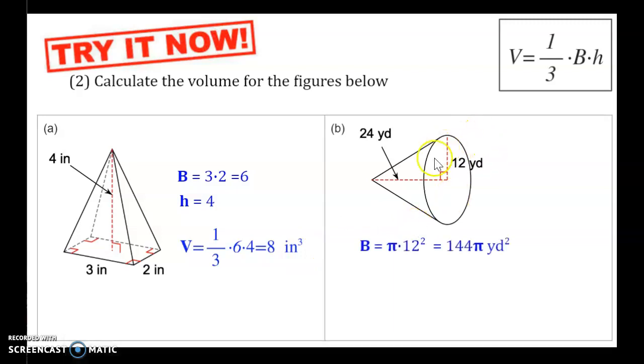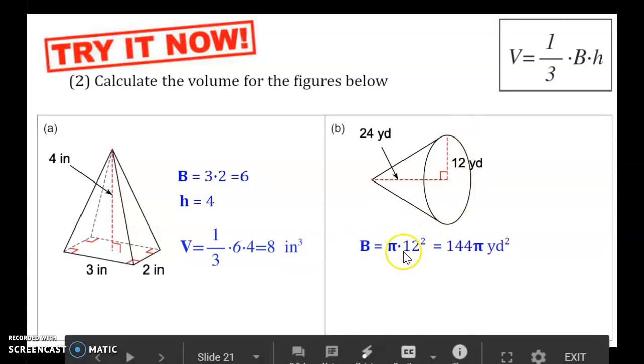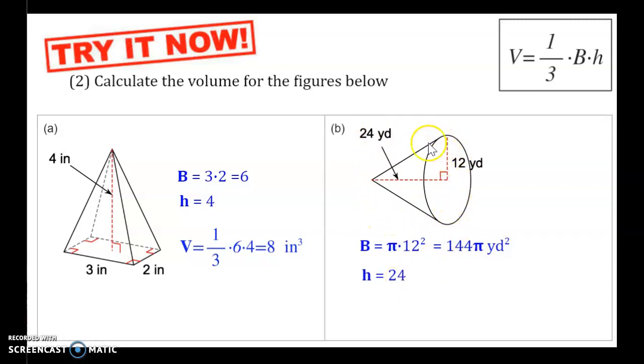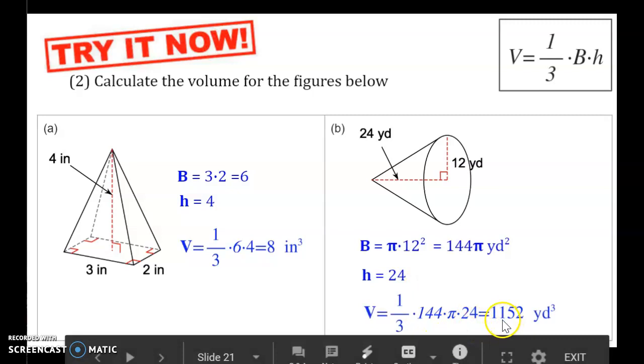What about for this cone? Well, we know the base area is going to be pi r squared, so pi times 12 squared, which is 144 pi yards squared, and then multiply that by the height, which is 24. That's going to get you the volume of the cylinder. But because this is a cone, we're going to take a third of that. So that gives us 1,152 pi yards cubed.